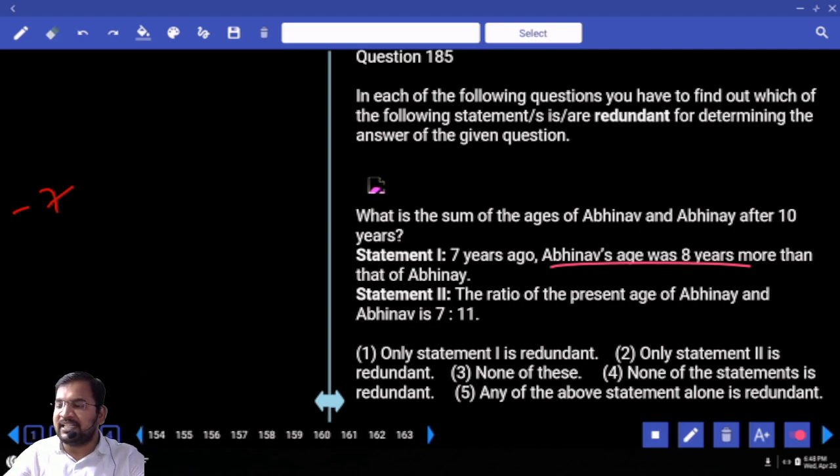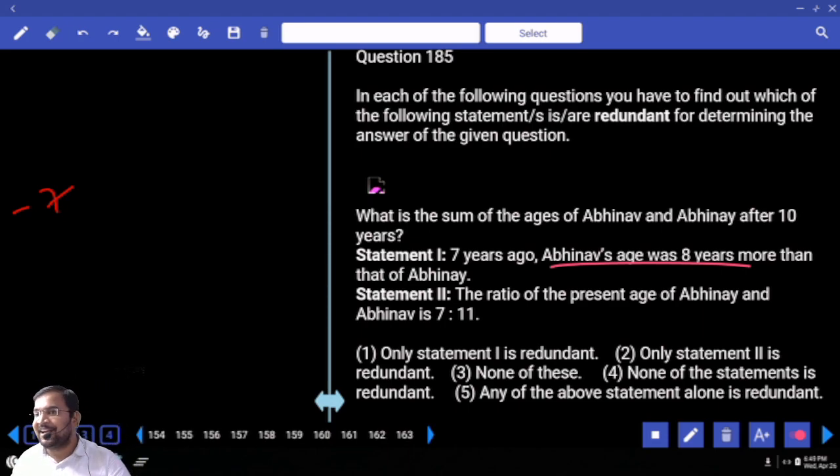The ratio of present ages of Abhinav and Abhinay is given, but by using only parts, it's not possible to say the value. So only statement 2 is also not possible. But if we combine both, 7 parts, 11 parts, the difference is 4 parts. 4 parts is nothing but 8 years. Then you have to find out the present ages. If you know the present ages, after 10 years you have to add 10. Now both are required. Then which option you have to choose?